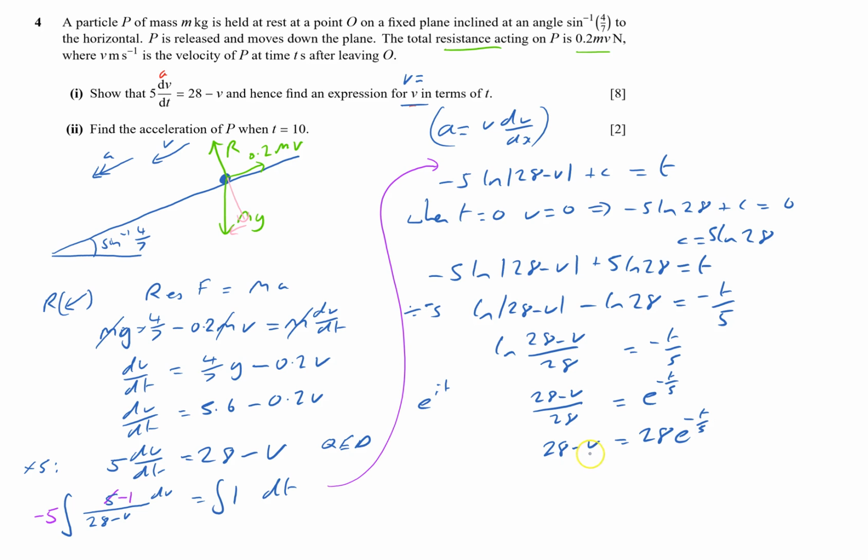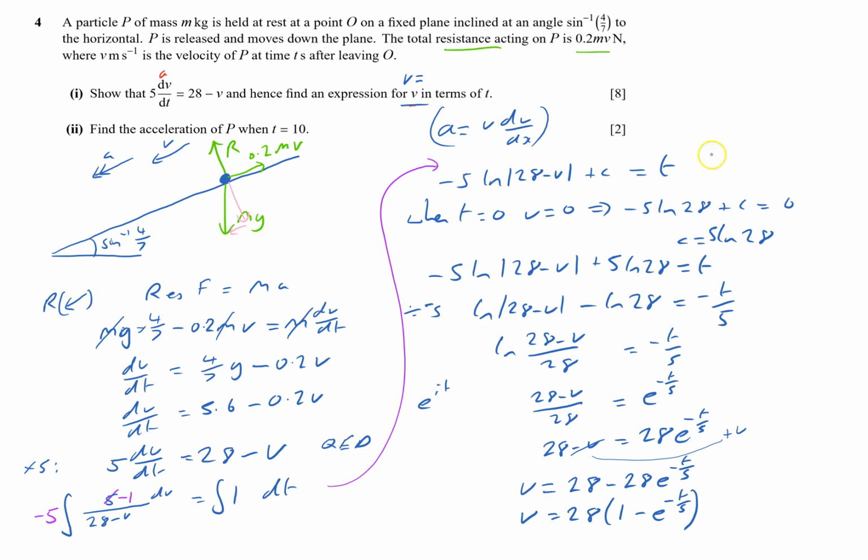Now I'm going to add v to this side, so I get plus v there, and then take away that. So I'm going to get v equals 28 minus 28 e to the minus t over 5. Or I could take out 28: v equals 28 times (1 minus e to the minus t over 5). And that's done. We've found out what v is.